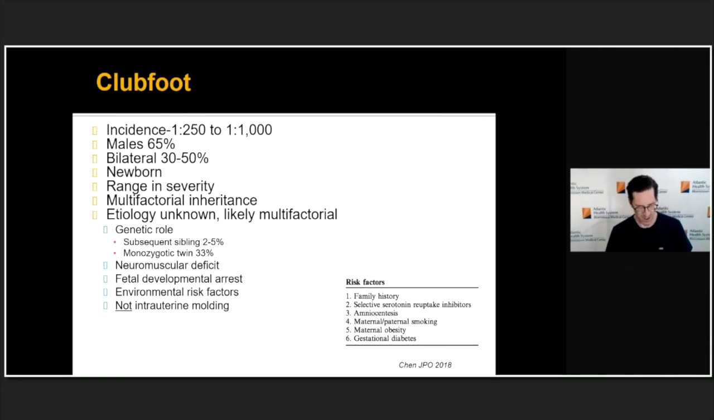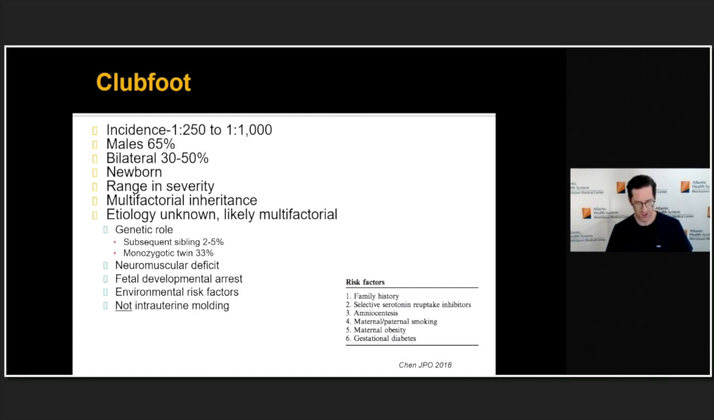So club feet are quite common, about 1 in 1,000. In some populations, it can be a bit higher, 1 in 250. They're a bit more common in boys. They can be bilateral up to 50% of the time. They are congenital. This is a diagnosis that you can make in a newborn.